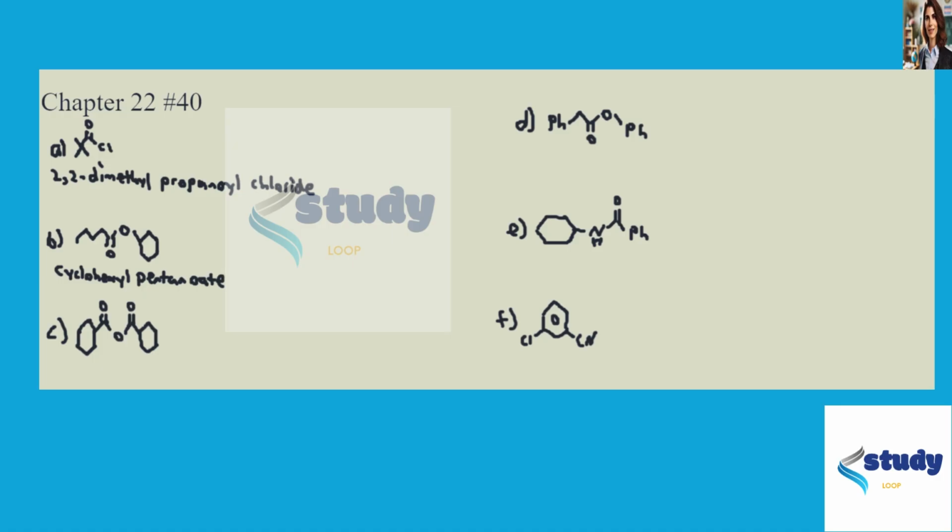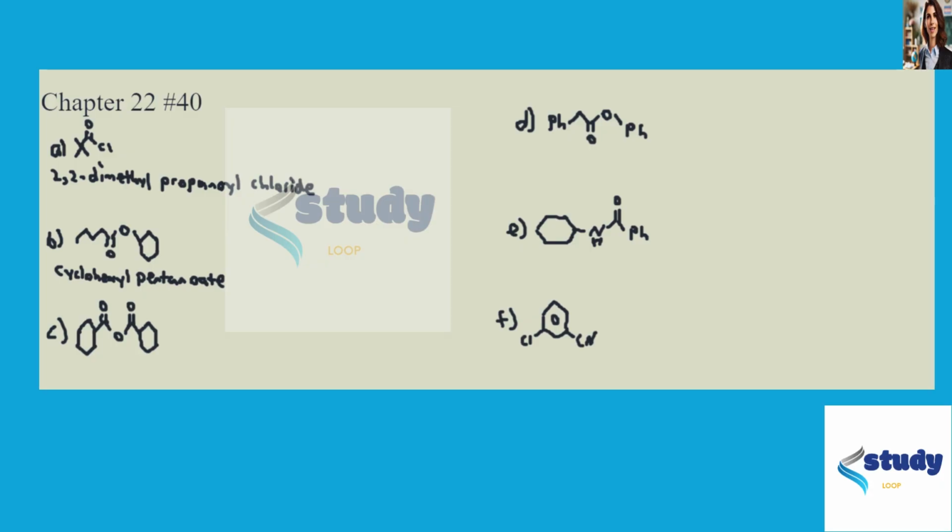Cyclohexyl pentanoate. So remember, this is an ester. The correct way to name an ester is to start with the group that's on the ester oxygen. So in this case, it's a cyclohexane, so that's the cyclohexyl. And then we just name it by its chain and put -oate after it. So it's a 5-carbon chain, so it's pentanoate. So it's cyclohexyl pentanoate.